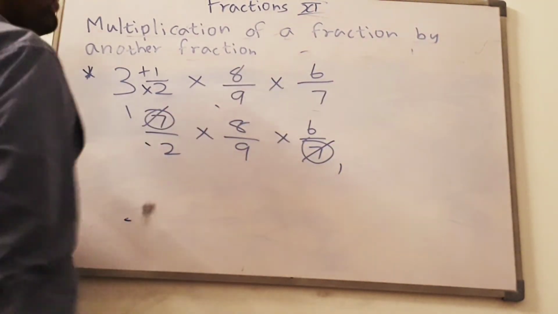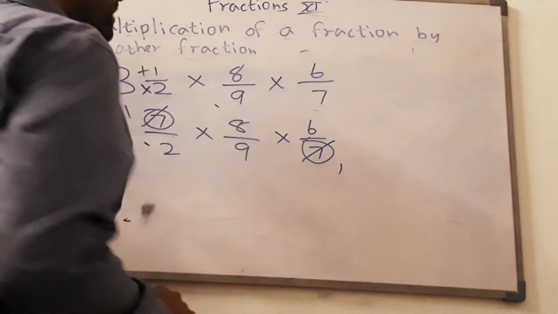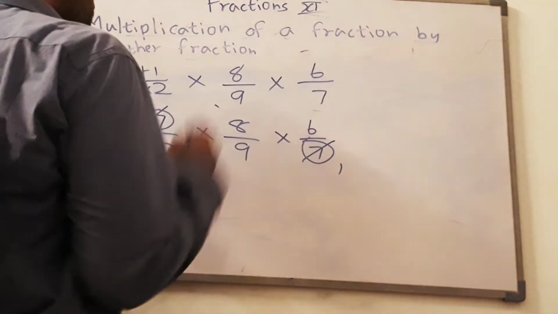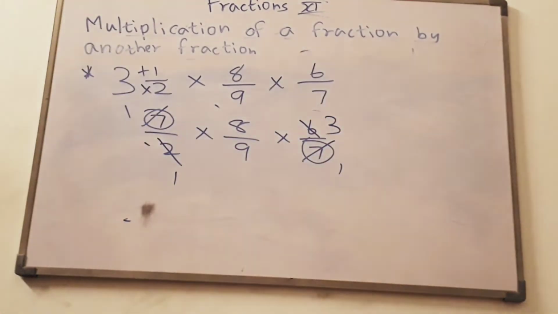Or 2 and 8 also we can simplify. We have to take only one pair of numbers, not both together. Either 8 or 6. So here 1, 2 and 3 2's.